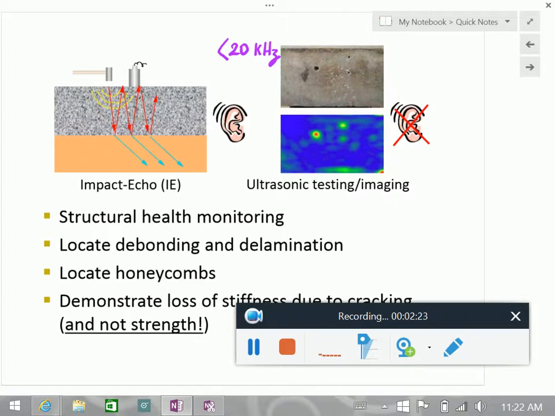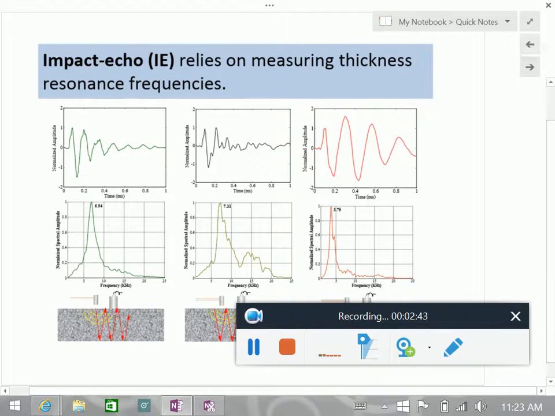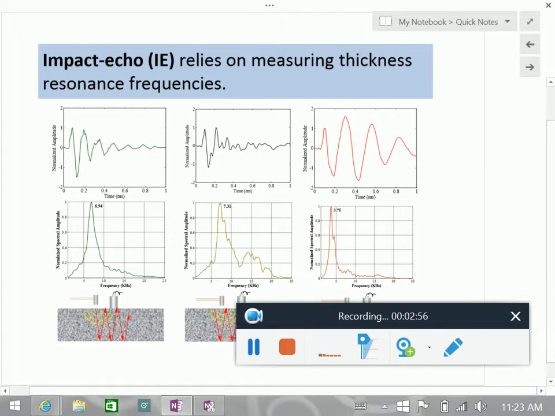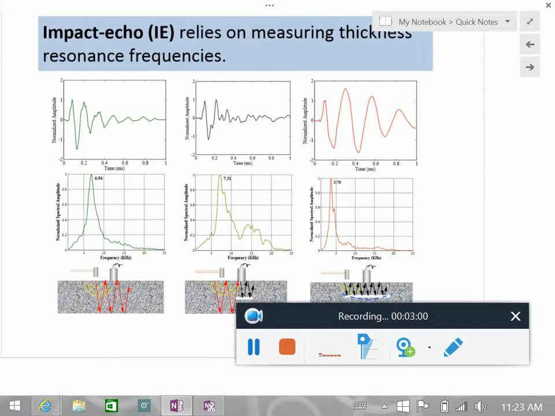So one of the very famous methods of non-destructive evaluation, at least for concrete, is impact echo. So I talk a little bit about that and then about different applications of ultrasonic testing. Let me ask you, is there anyone who is familiar with impact echo? Ever heard of it? Okay, so it's a very simple test, and it's being used extensively now.